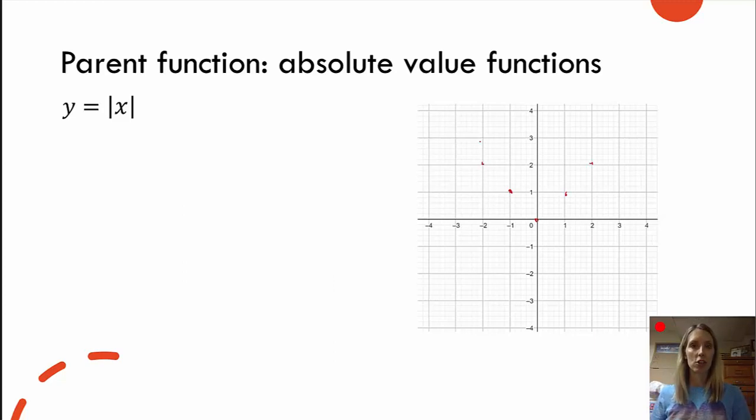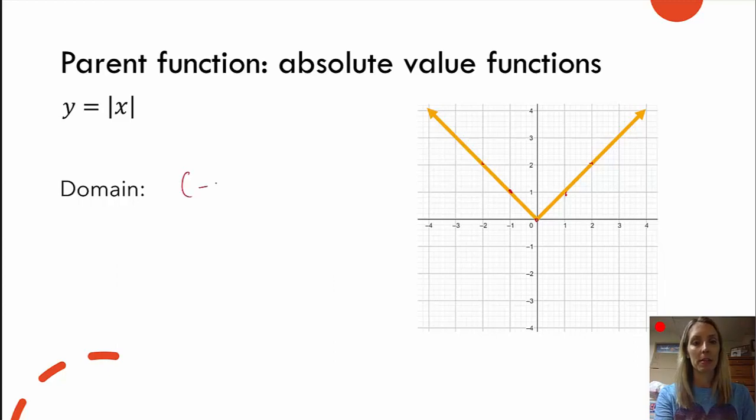We use a straight edge to graph this, and we end up getting a V shape, which I always like. We can always remember the absolute value because it looks like a V. All right, what's the domain on this? Are there any restrictions on x? Is there anything I'm not allowed to plug in? No, everything's fair game here, so the domain is going to be from -infinity to infinity.